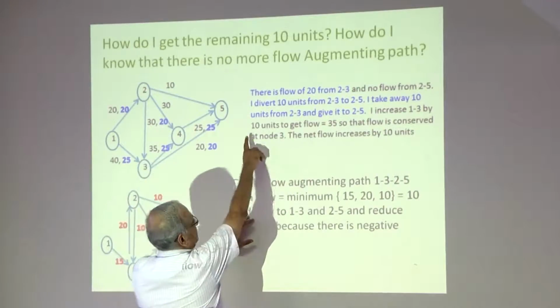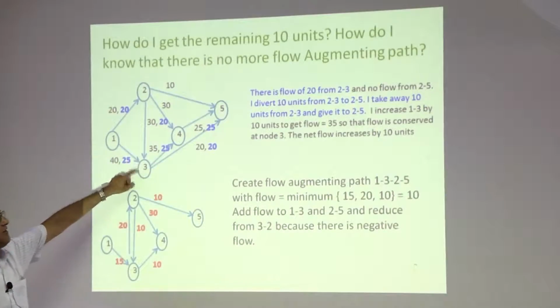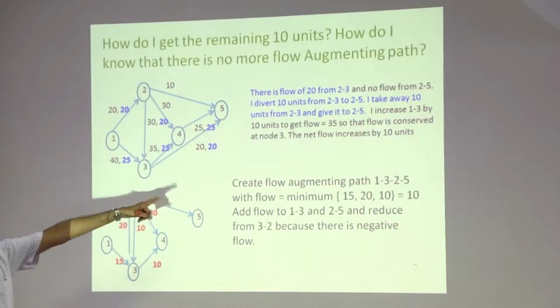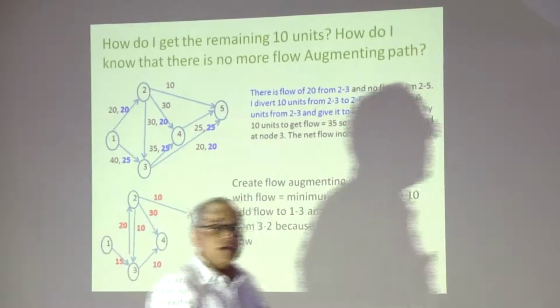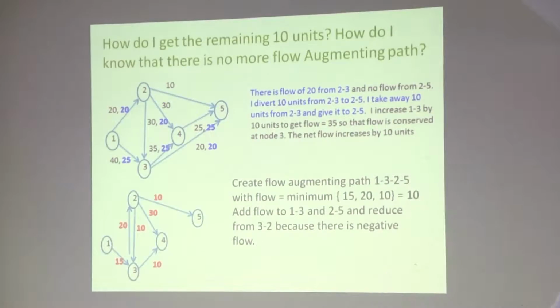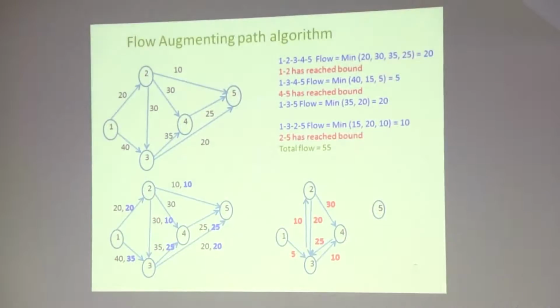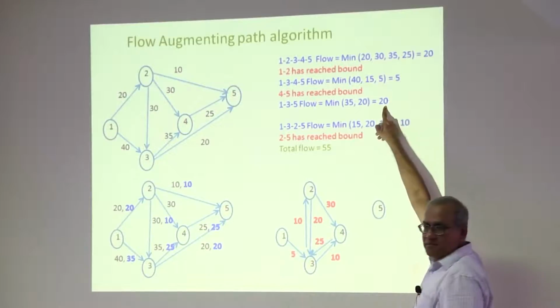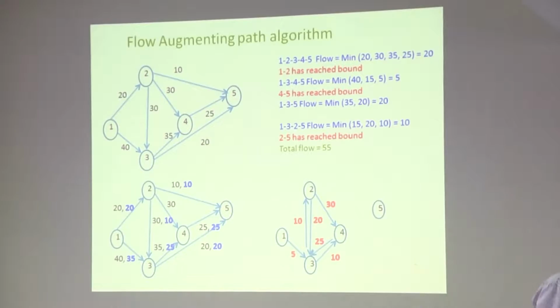So I increase 1,3 by 10 units to get flow equal to 35. So that flow is conserved in node 3 and the net flow increases by 10. So create a flow augmenting path 1, 3, 2, 5 with minimum. Right. Now how does the flow augmenting path algorithm work? We will see that. So now what I do, this is my original 45, this is the plus 10 which is 55, so now I have got my total flow 55.